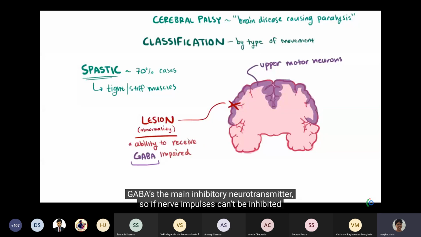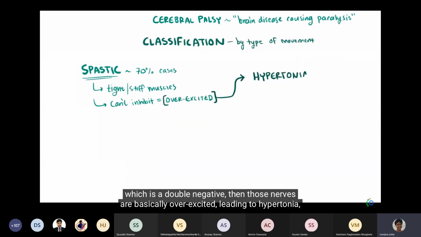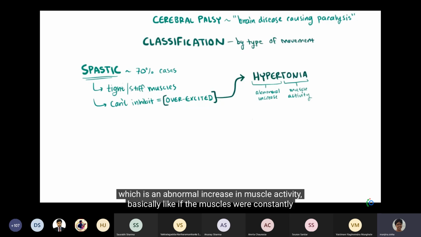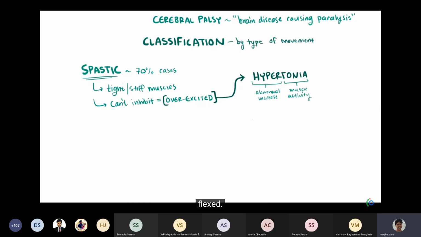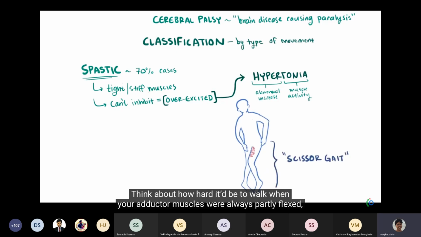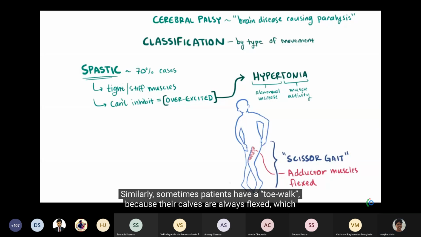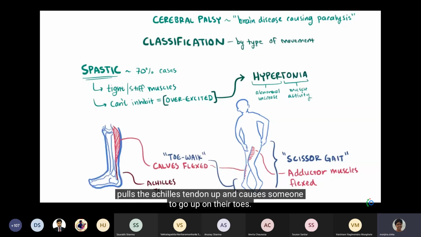So with a lesion, which just means some kind of abnormality, the ability of some of these neurons to receive GABA might be impaired. GABA is the main inhibitory neurotransmitter. So if nerve impulses can't be inhibited, which is a double negative, then those nerves are basically overexcited, leading to hypertonia, which is an abnormal increase in muscle activity. Basically like if the muscles were constantly flexed. This is why some people with spastic cerebral palsy have a scissor gait. Think about how difficult it'd be to walk when your adductor muscles were always partly flexed, which causes your knees and your thighs to constantly touch. Similarly, some patients have a toe walk because their calves are always flexed, which pulls the Achilles tendon up and causes someone to go up on their toes.